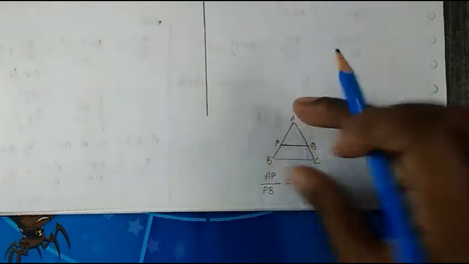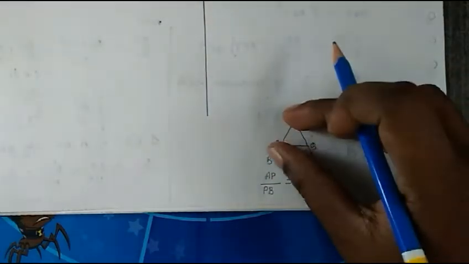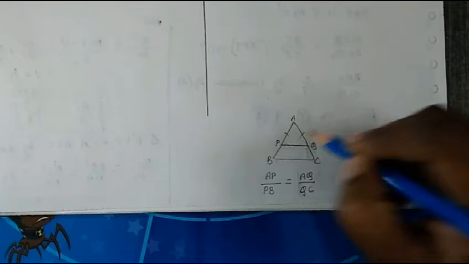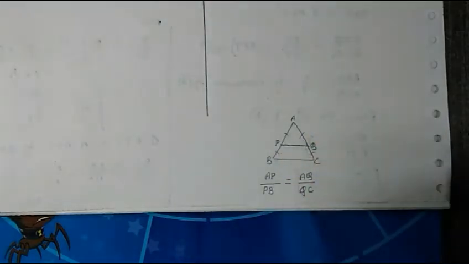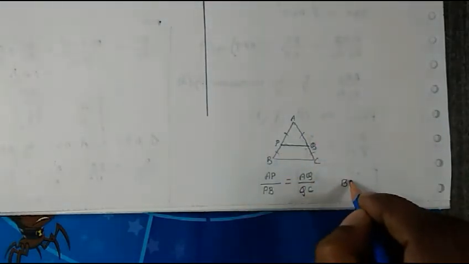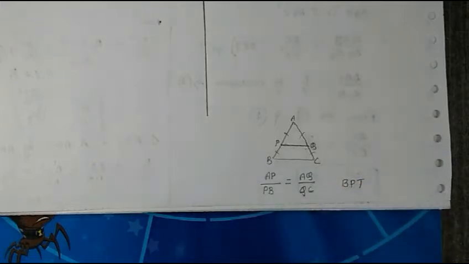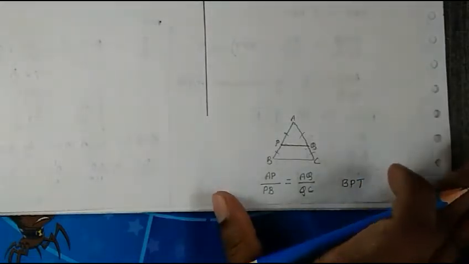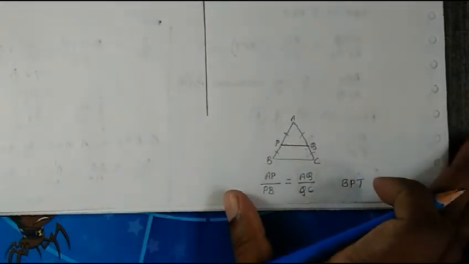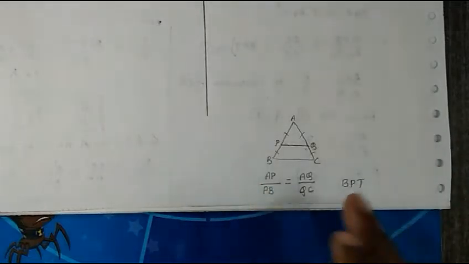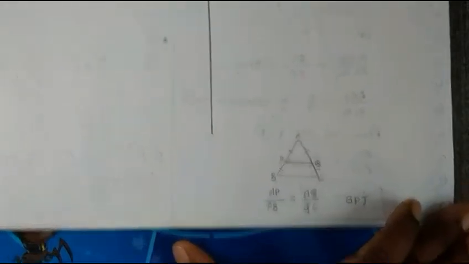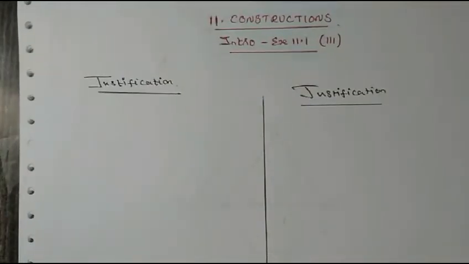So this side and this side, the ratio will be same. The meaning is this side will be equal to this side and this part will be equal to this side. This we call the basic proportionality theorem. We will be studying this in the triangle chapter. Keeping this in mind, now we will come for the justification. Both I will do together and show you.